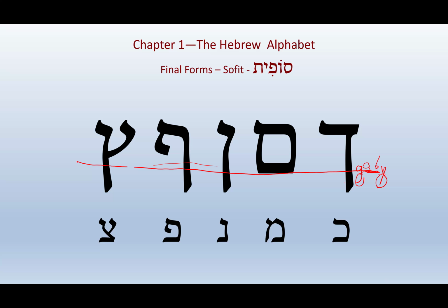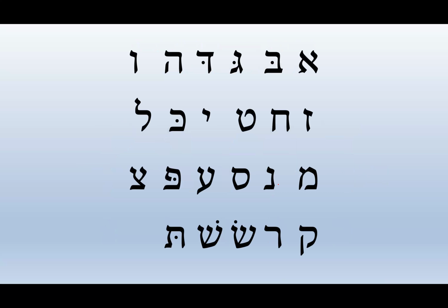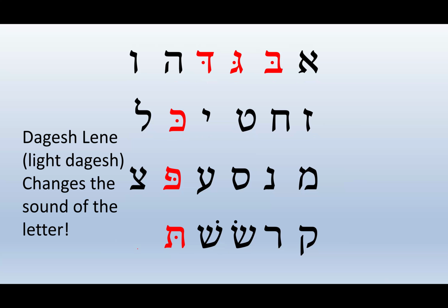Mem obviously does not have a descender, but it does look different. But anyway, those are the final forms, the Sofit. I usually just call them final forms, but if I was talking to somebody who speaks Hebrew, I'd say Sofit. So let's just basically run through this again quickly. Aleph, Beit, Gimel, Dalet, He, Vav, Zayin, Chet, Tet, Yod, Kaf, Lamed, Mem, Nun, Samek, Ayin, Pei, Tzadeh, Kof, Resh, Sin, Shin, Tav.